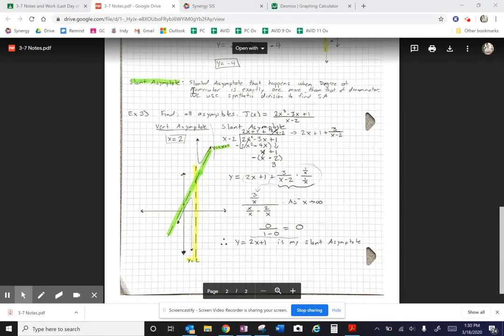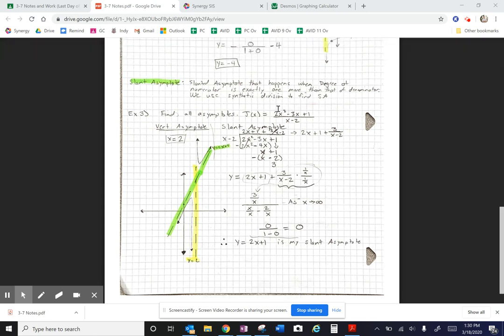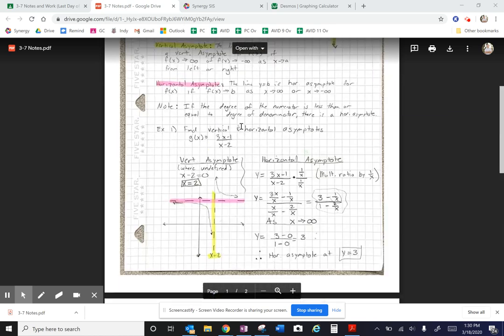And then the last thing you really need to know is there's a slant asymptote if the degree on top is exactly 1 more than the degree on bottom. So in the notes, you saw that the degree on top was 2 and the degree on bottom was 1. That means there is a slant asymptote, in other words, an asymptote that's neither horizontal nor vertical. So those are some of the things you need to keep in mind.